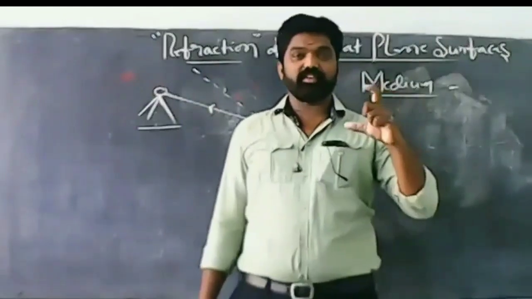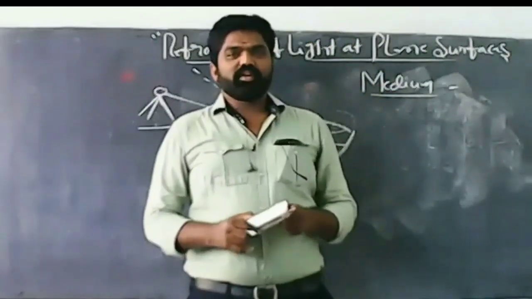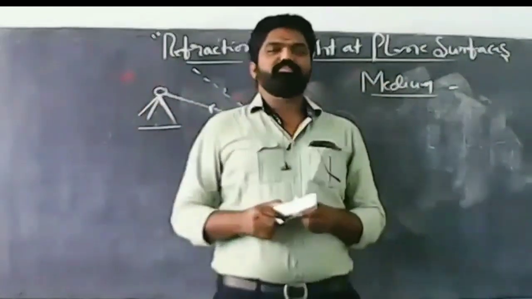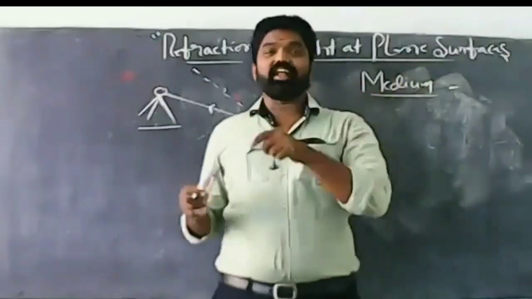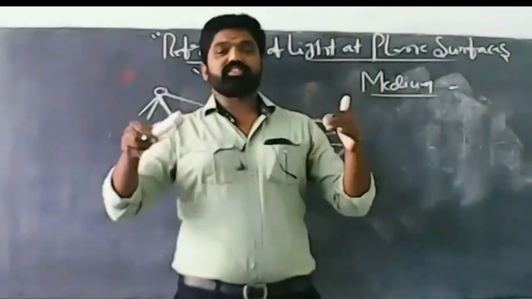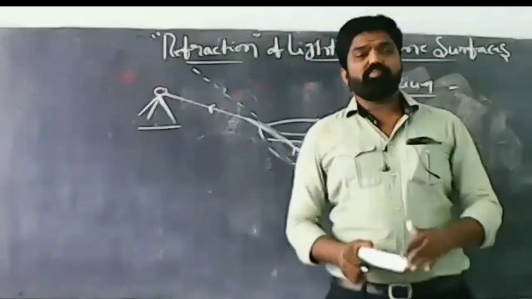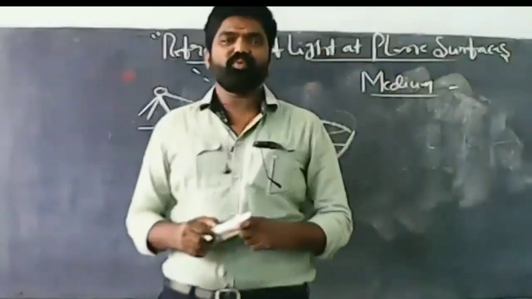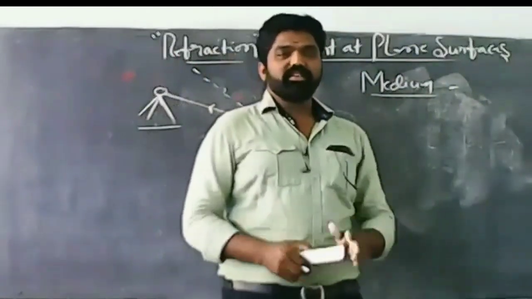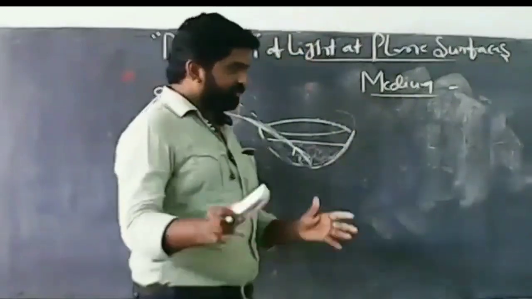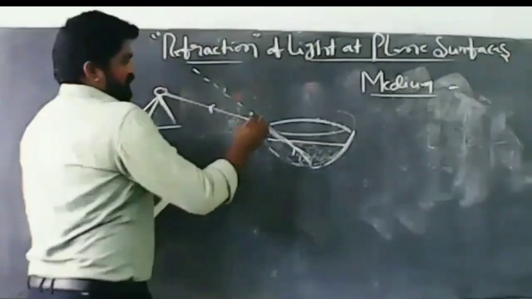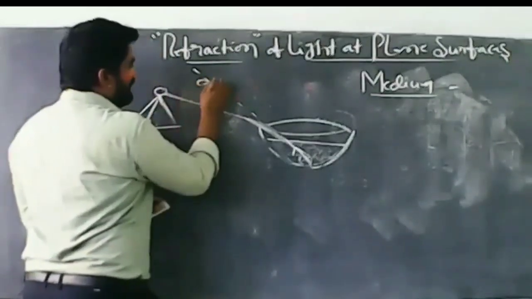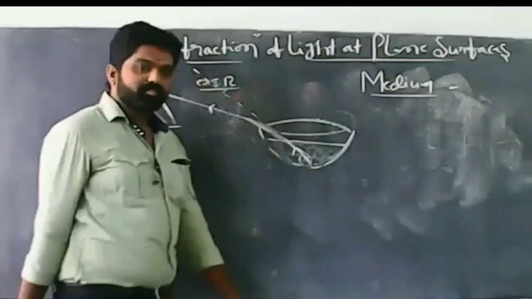For example, air. Air is a medium, right? It is transparent. The light rays propagate through it. Vacuum is a medium. Water, transparent glass, diamond, alcohol: these all are mediums. Based on the propagation of light, the medium can be classified into two types. One is denser medium, the second is rarer medium. See here, air is there, so that person is in air. This air is a rarer medium.